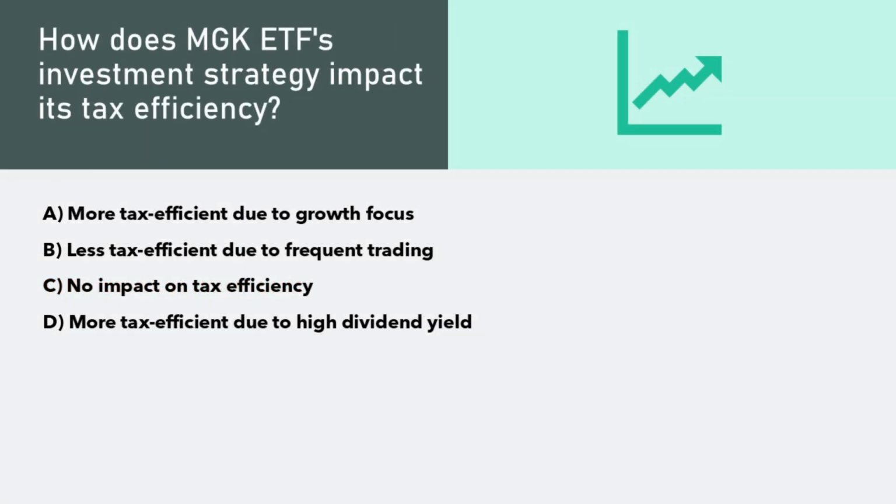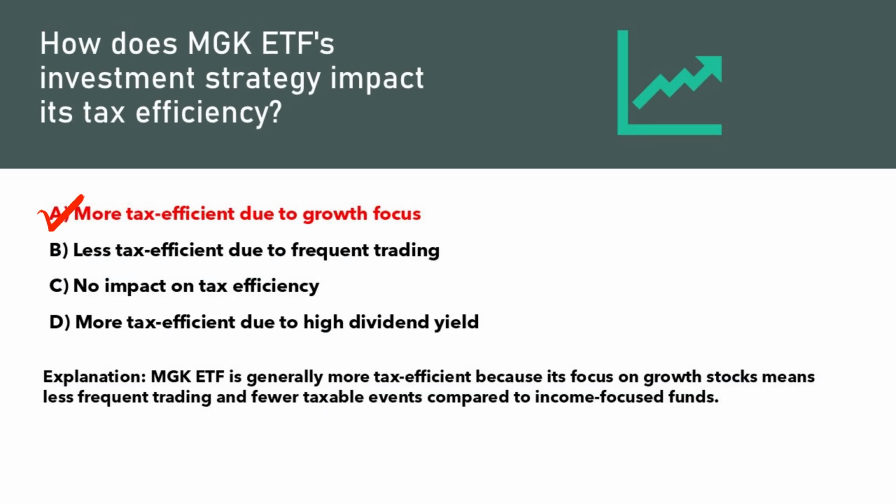How does MGK ETF's investment strategy impact its tax efficiency? Answer: A. More tax efficient due to growth focus. Explanation: MGK ETF is generally more tax efficient because its focus on growth stocks means less frequent trading and fewer taxable events compared to income-focused funds.